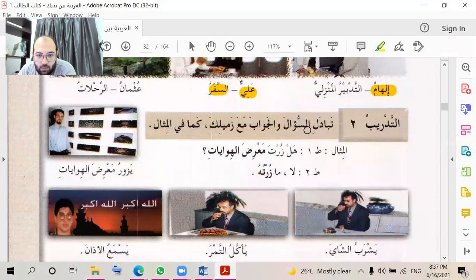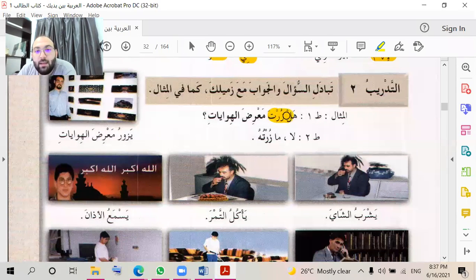MashaAllah. Now, هل زرت, that means the past tense of visit. Did you visit? هل زرت معرض الهوايات؟ From this we can understand what thing we are talking about. Here is the example, يزور in terms of present: يزور معرض الهوايات. The question will be, هل زرت معرض الهوايات؟ That means we are using the verb in the past and we are answering yes or no.